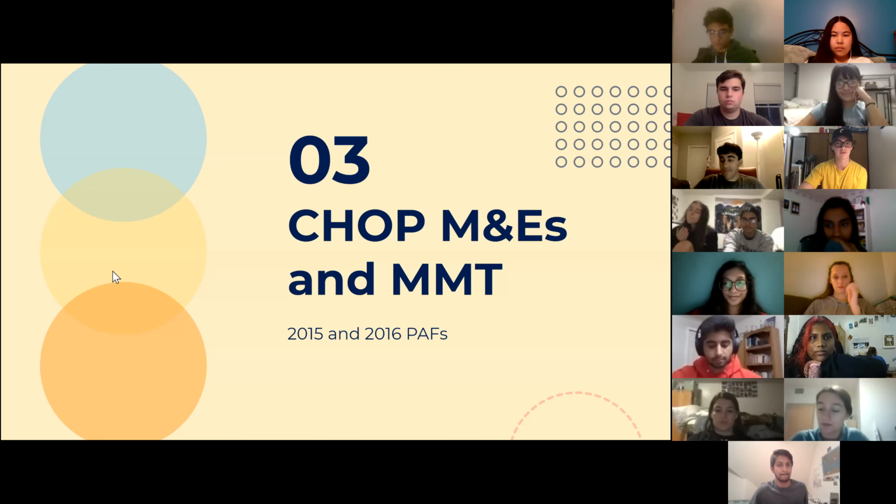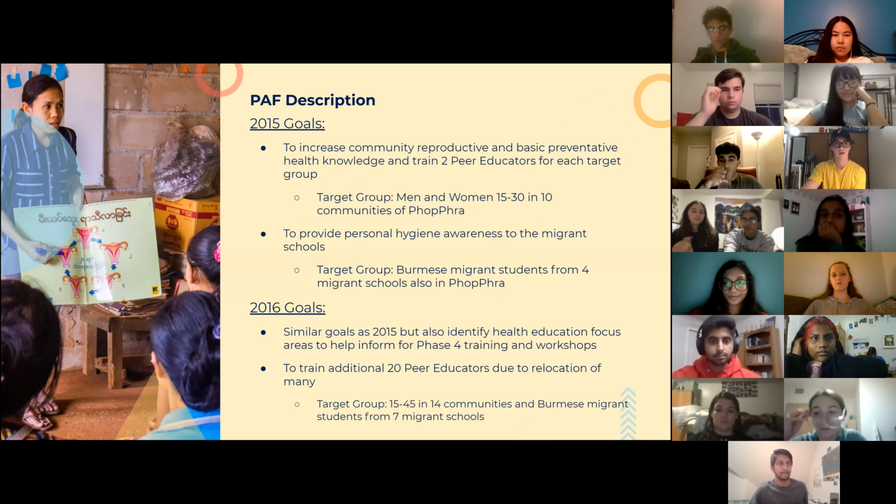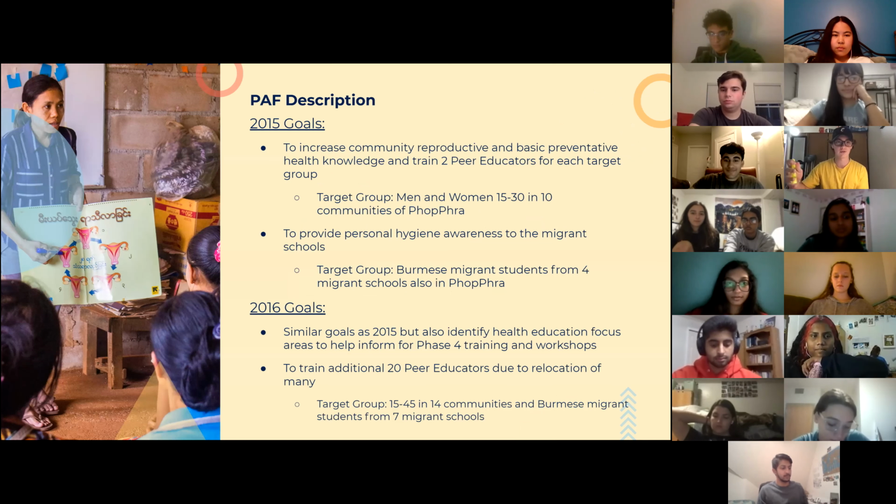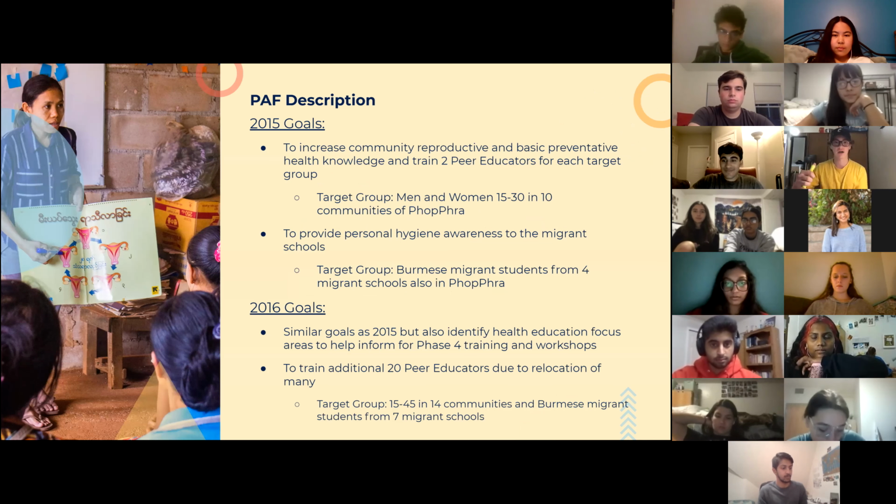Along with the 2015 and 2016 PAFs. So the big goals in 2015 were essentially to continue with phase three. Through CHOP, we wanted to increase community reproductive and basic preventative health knowledge through these workshops by training two peer educators to run these workshops.